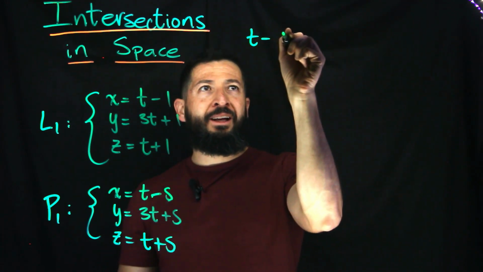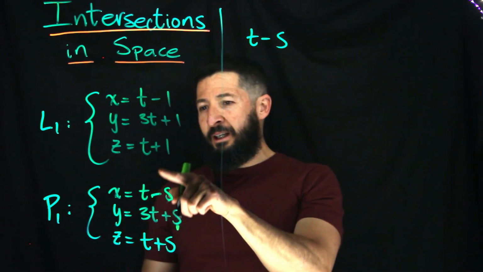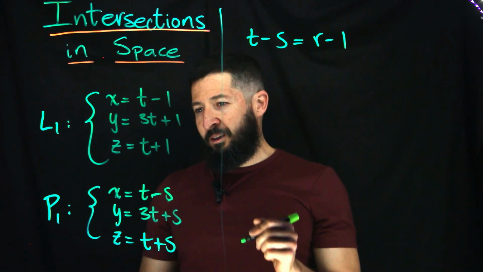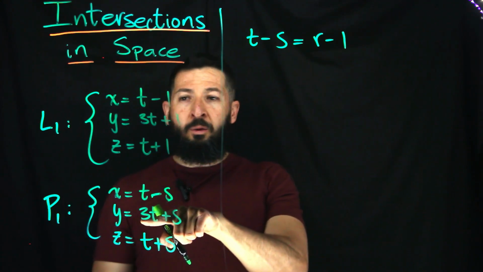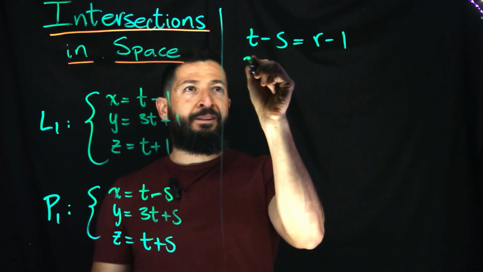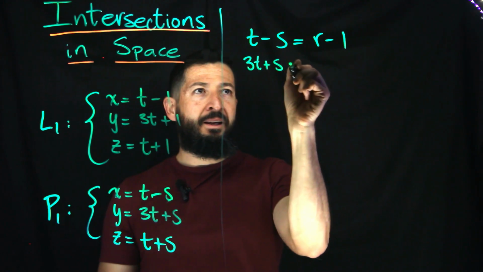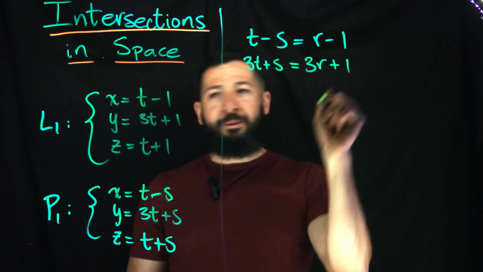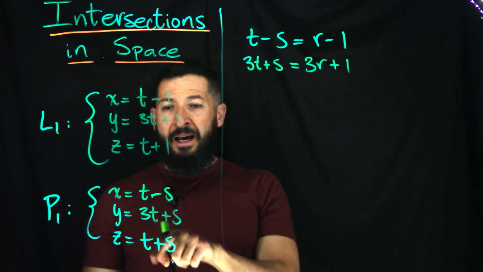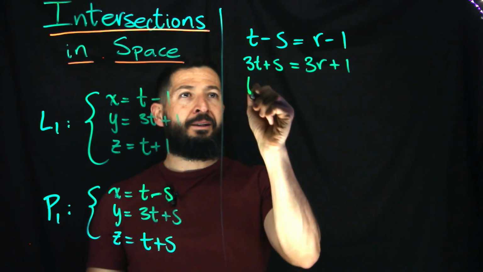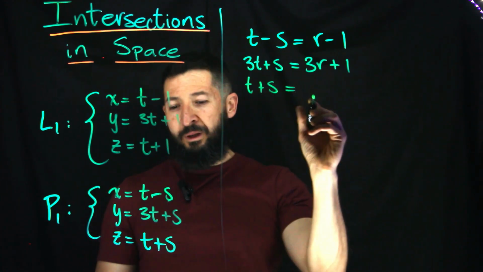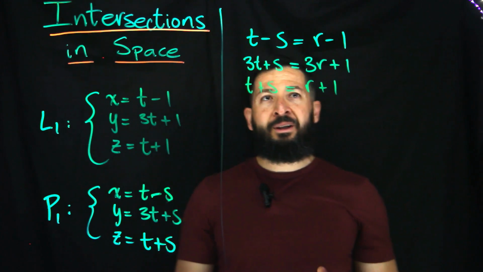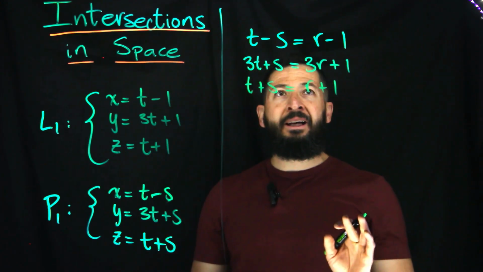So t minus s is going to be equal to, here I'm going to call it r minus 1. So I can feel like a pirate. So y is going to be 3t plus s, and that's going to be equal to 3r plus 1. And then here I'm going to have t plus s, which is the z, which is going to be equal to r plus 1.